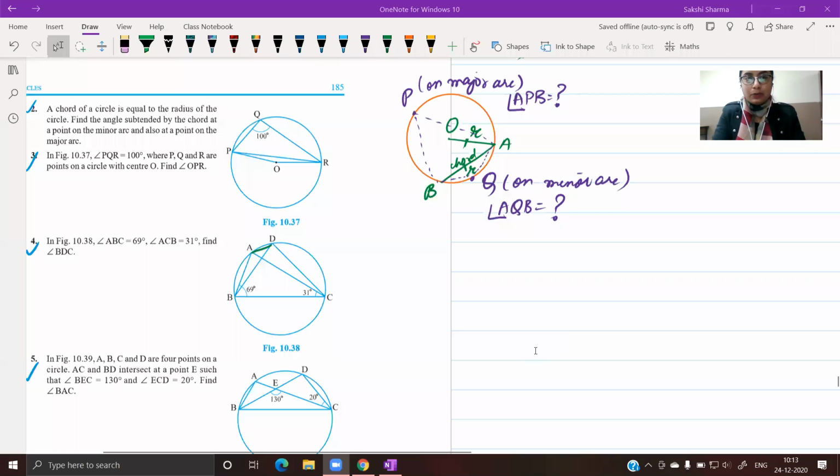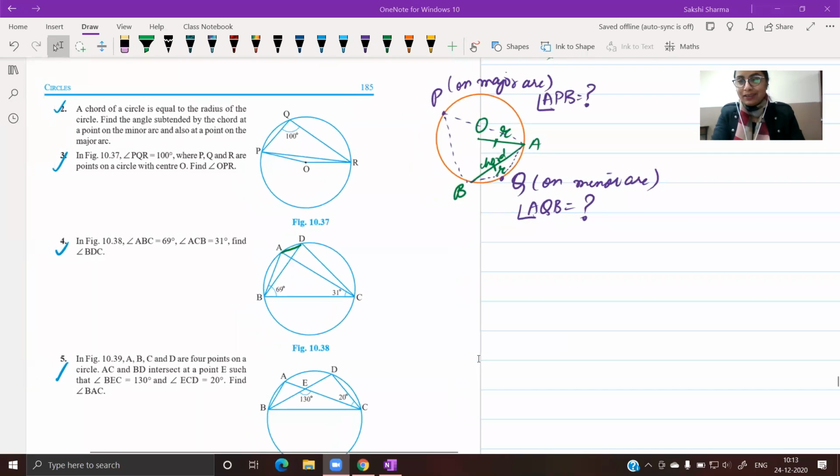All right, everyone. We had started with exercise 10.5. We were discussing the second question. Let's just go over what we have and then solve. You have been given that in a circle, there is a chord whose length is equal to the radius of the circle. You have to find out what will be the measure of the angle that the chord subtends on the major arc and on the minor arc.